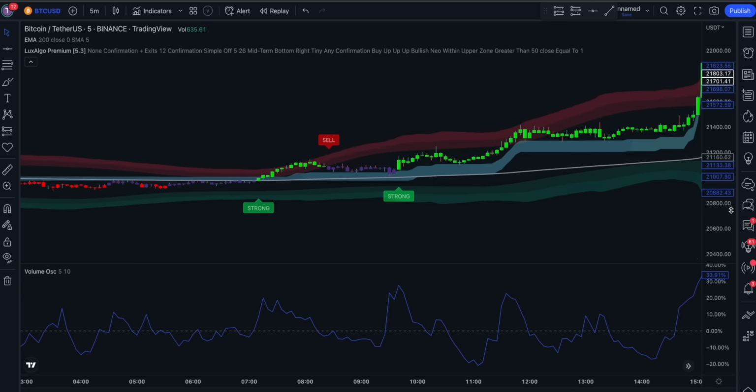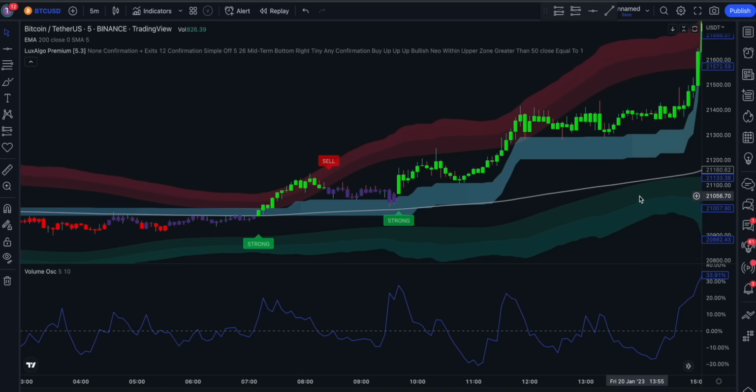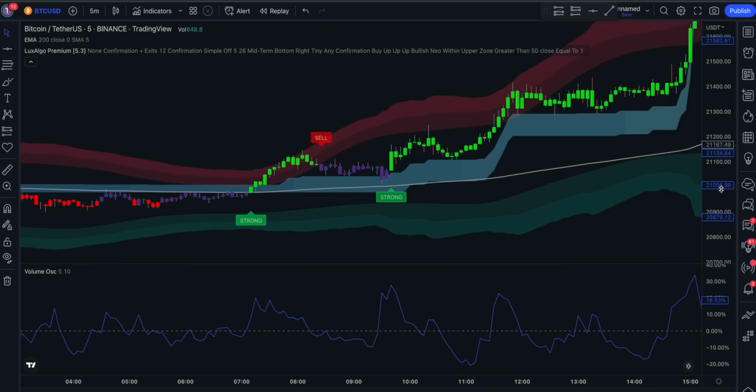Rule number 1, the price must be above the EMA and the Neo cloud. This is an ultimate confirmation of an uptrend. Rule number 2, the market must pull back into the Neo cloud without exceeding it to the downside. No red candlestick bars should be formed during such a pullback. This is very important. Third rule, a buy or strong buy signal must be issued.